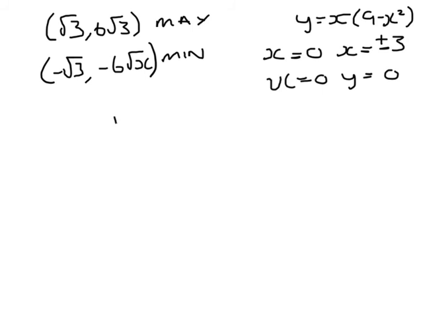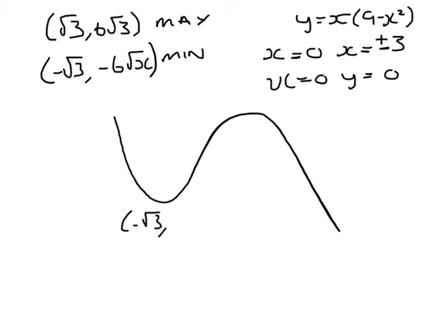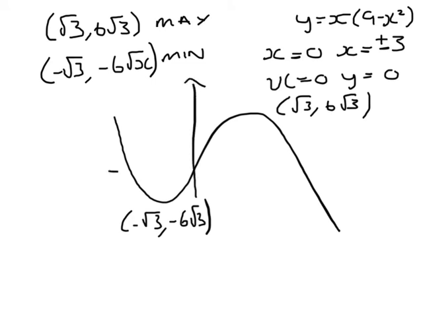I always start these curves by drawing the basic shape, and that is a negative cubic. I want my minimum to be at (minus root 3, minus 6 root 3), and I want my maximum to be at (root 3, 6 root 3). The curve has to cross the x and y axes at x equals 0, y equals 0, and we have a crossing at 3 and minus 3.